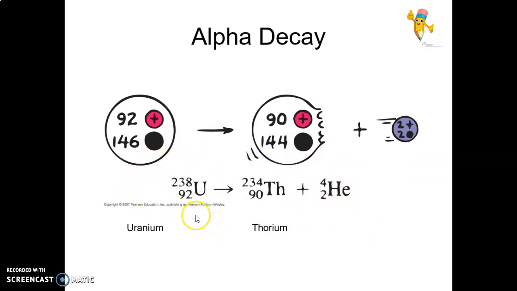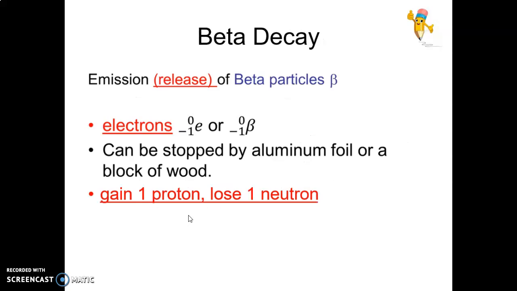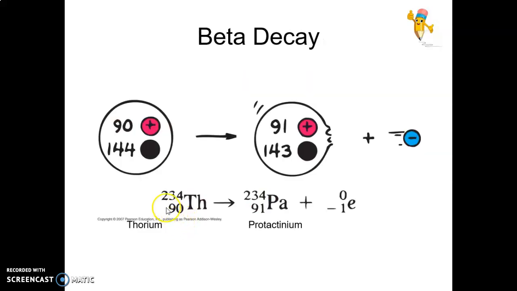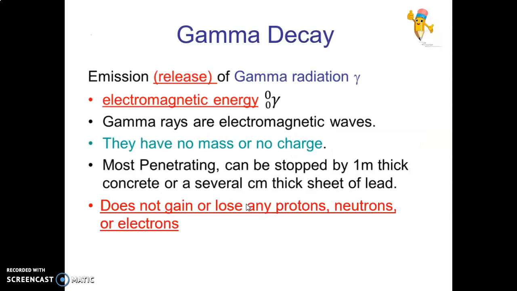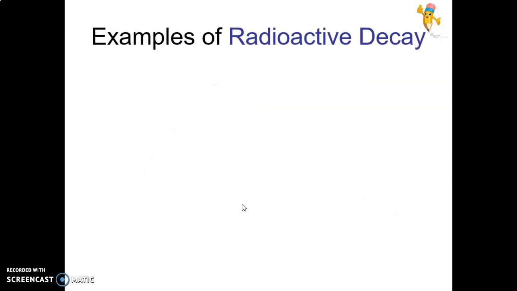So as a review, alpha releases 2 protons and 2 neutrons. Beta releases 1 neutron but gains 1 proton. And then gamma rays do not release or gain any protons, neutrons, or electrons.